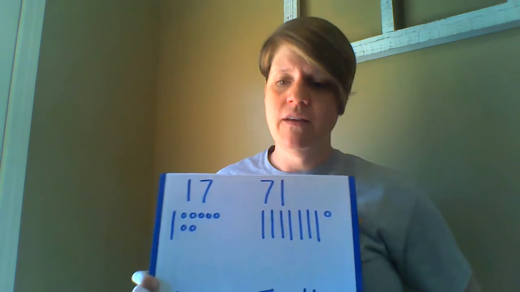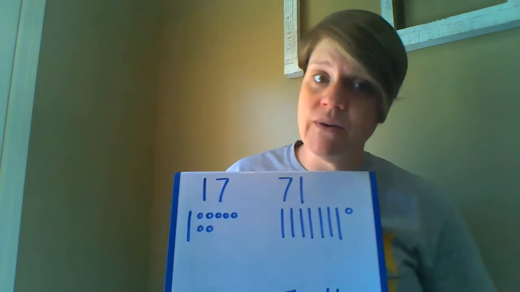And the reason that he thinks 17 and 71 are the same is because they do have the same numbers. They both have a 1 and a 7. But when we show our work, and this is why we have to show our work, because it helps us get to the right answer.